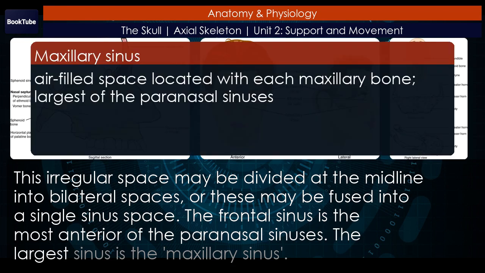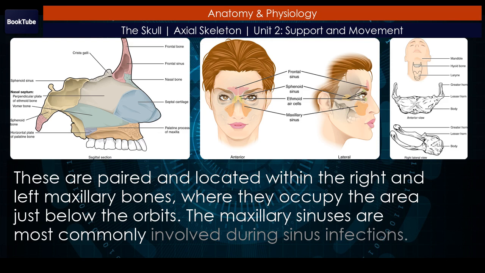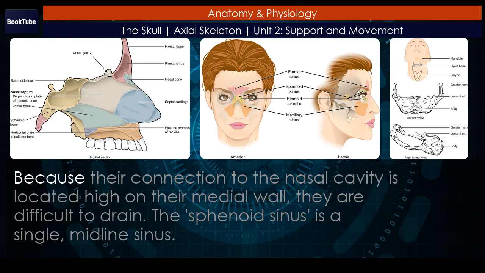The largest sinus is the maxillary sinus. These are paired and located within the right and left maxillary bones, where they occupy the area just below the orbits. The maxillary sinuses are most commonly involved during sinus infections, because their connection to the nasal cavity is located high on their medial wall. They are difficult to drain.